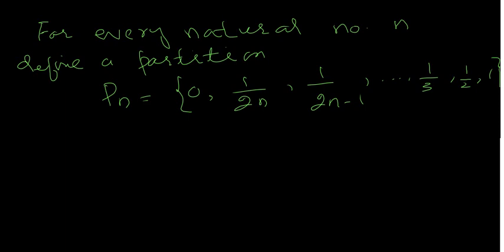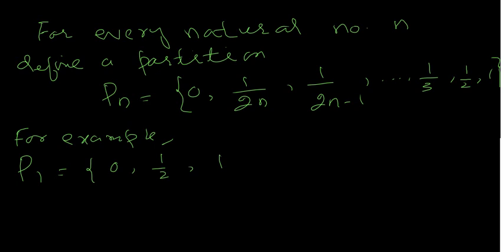So for n equal to 1 we have 0, 1 by 2, 1. If you want to find P1, n is equal to 1. So we have 0, 1 by 2 into 1, that's 1 by 2, then 1. Because the last point is 1, you have to stop here. So it's 0, 1 by 2, 1.